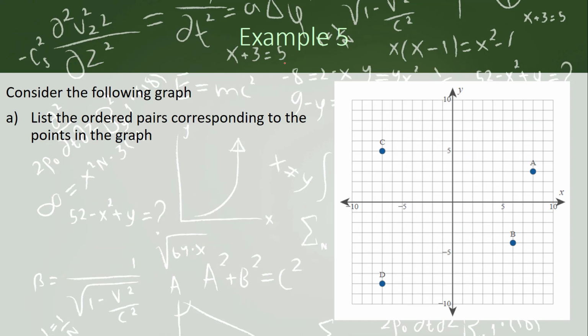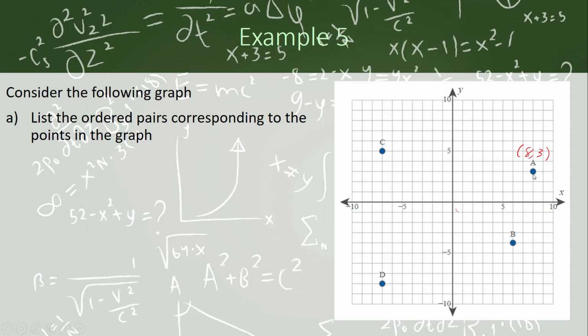Okay. This one is to consider the following graph, and at least this part is more of a 4.1 type exercise than it is a 4.5 type exercise. And we want to list the ordered pairs for each point. So look at A. A is at 1, 2, 3, 4, 5, 6, 7, 8 in the x direction, 1, 2, 3 in the y direction, so its ordered pair is going to be 8, 3.